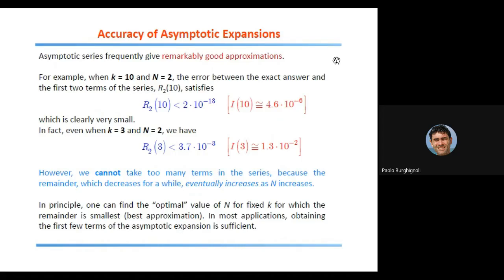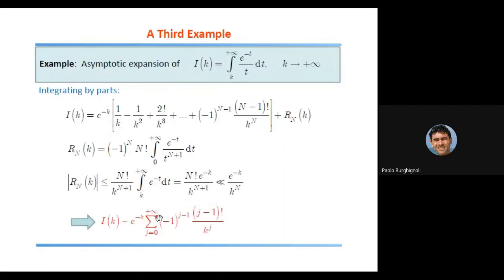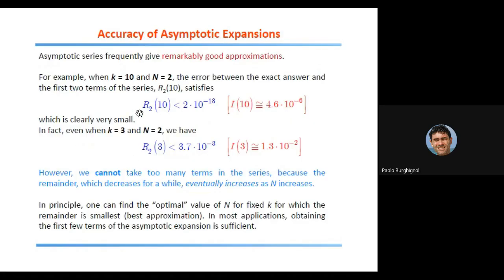Now, as we already said, these asymptotic series often give remarkably good approximations. For example, in this last example, when you consider the large parameter k equal to 10, and you consider just two terms of the asymptotic series, you need only two of those terms to obtain a result for which the remainder is less than 2 times 10 to the minus 13th power, which is a very small quantity, one could say, but one should ask himself, it is small with respect to what? I should know what's the exact value of the function I wish to represent.